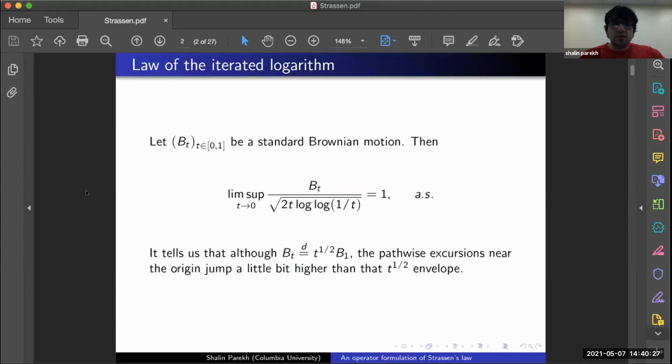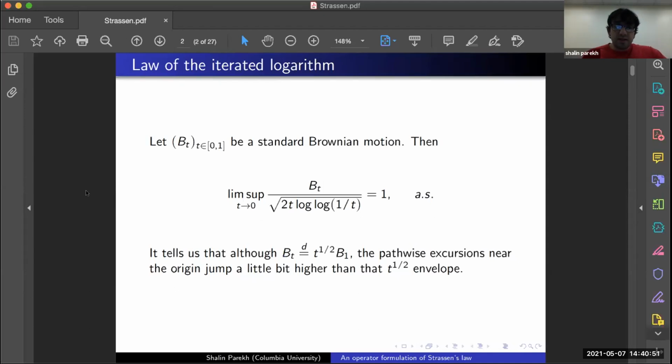So the law of the iterated logarithm is a statement for Brownian motion. If you let B_t be a standard Brownian motion, then the law of the iterated logarithm tells you that the lim sup as t approaches 0 of B_t over square root of 2t log of 1 over t is almost surely equal to 1.